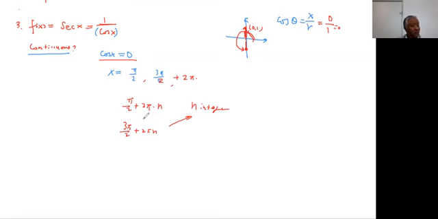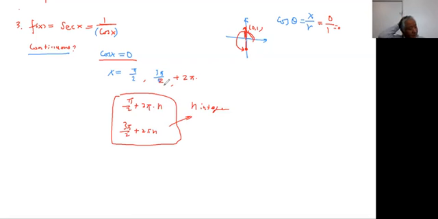But they ask, is the function continuous everywhere? The answer is no. Only at the x values which are not equal to these. Get it?